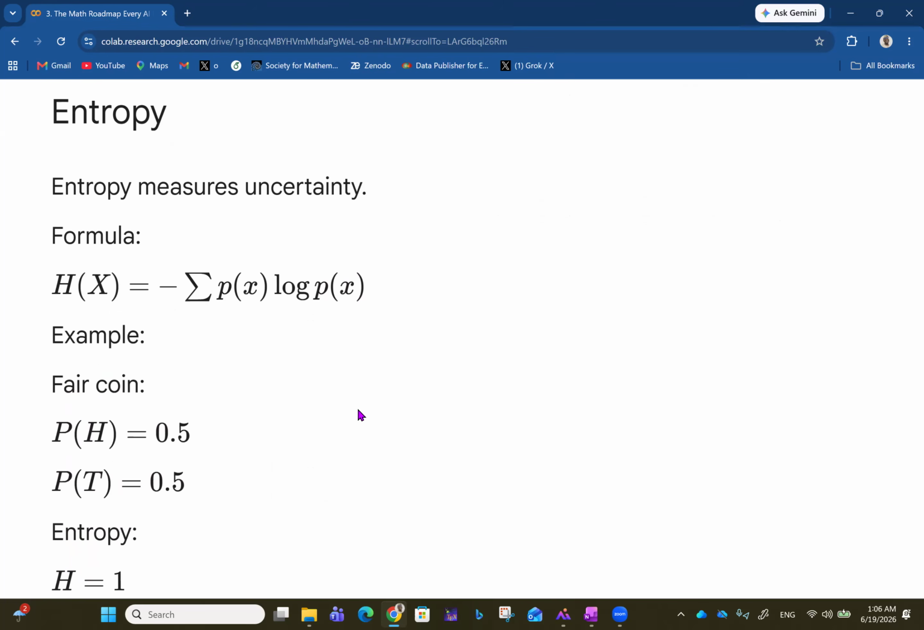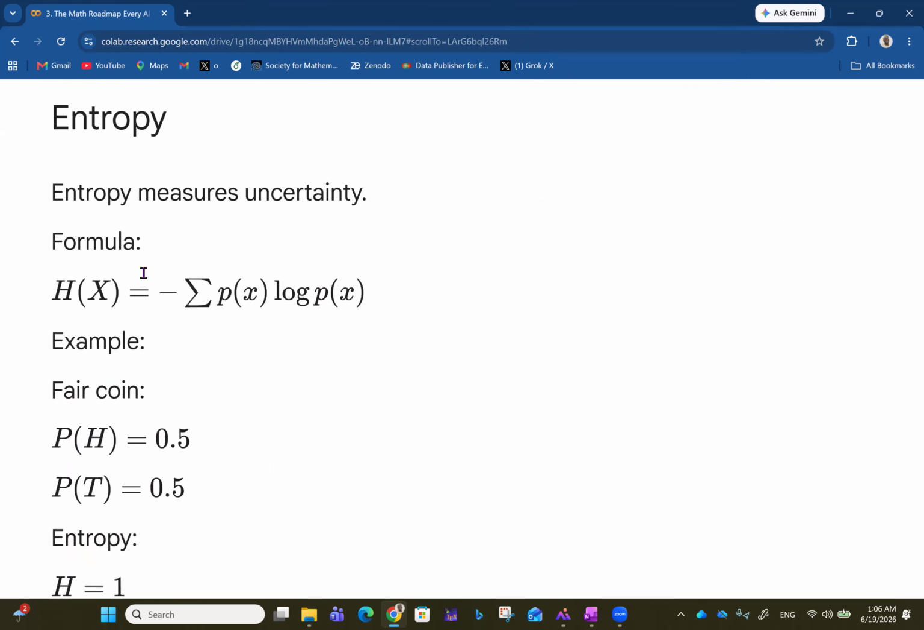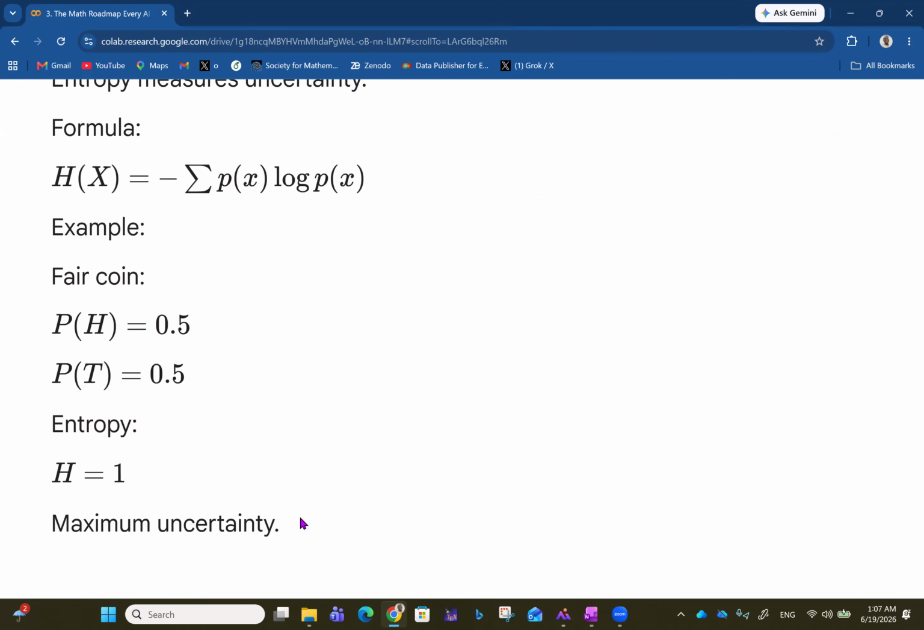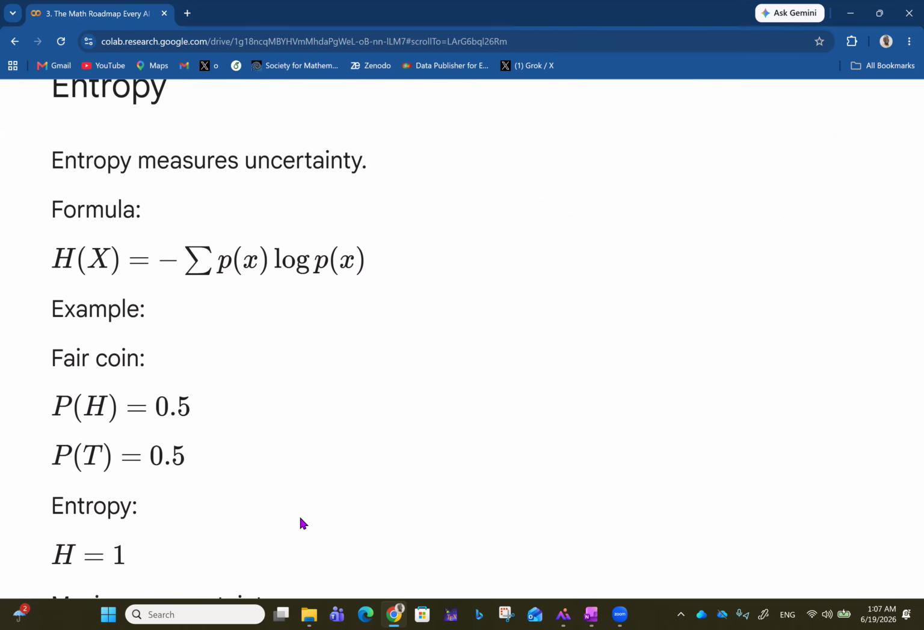You have a formula, H(X) equals minus summation p(x) log p(x). Example, if you have a fair coin, the probability of getting a head is 0.5, the probability of getting a tail is 0.5. The entropy then will be the sum of all of this. You have 0.5, 0.5, which is 1. So here, this gives you maximum uncertainty, or more like maximum certainty, in fact.